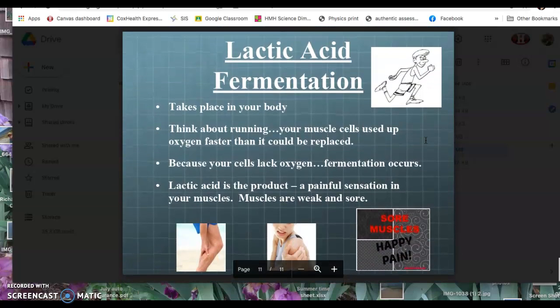Lactic acid fermentation. This is when you use quick bursts of energy, and you can't get oxygen fast enough, and the product you get is those sore muscles the next day.